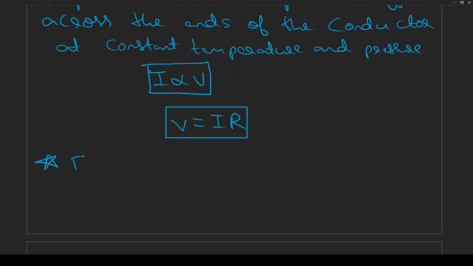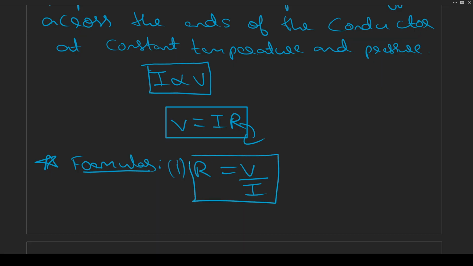Now, the formulas in this experiment. The first formula is R equals V by I. From this equation itself, we can derive R equals V by I, where R is the resistance of the wire, V is voltage or potential, and I is current.